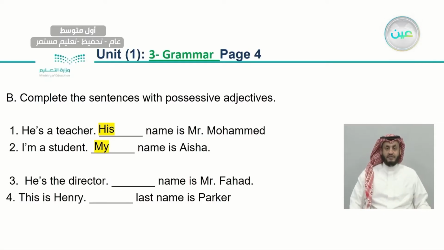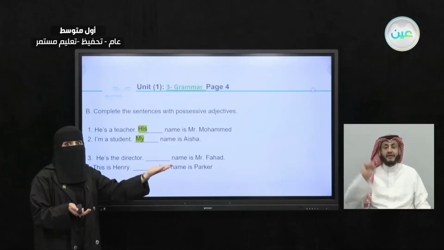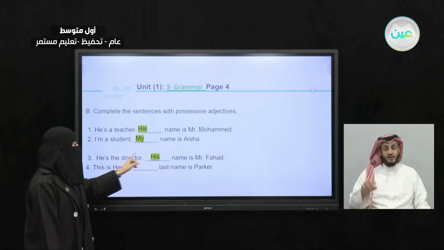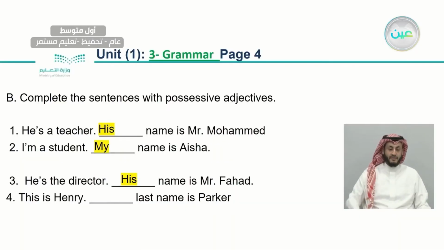Let's go to number 3. He is the director. Full stop. Space, name is Mr. Fahad. So apparently we're talking about a person who's not there. I'm using a possessive adjective to talk about a third party. Someone's not there. So it would be his. Okay? Remember, the possessive adjective usually agrees with the subject pronoun. So if it's a man, of course, it's going to be his.